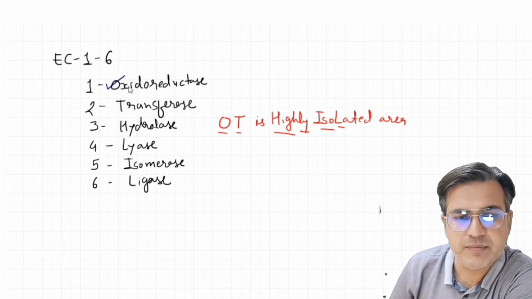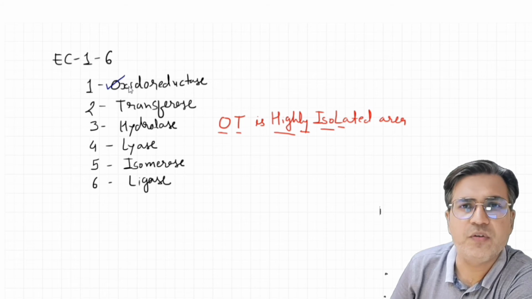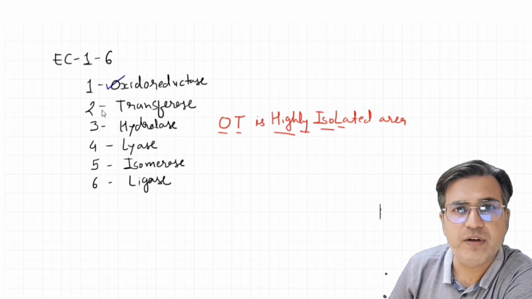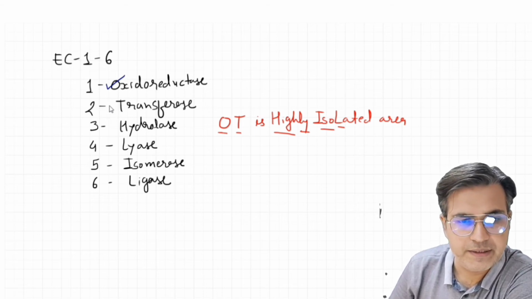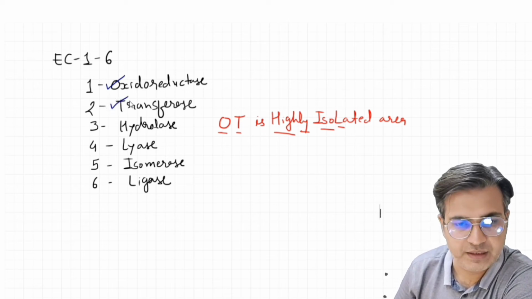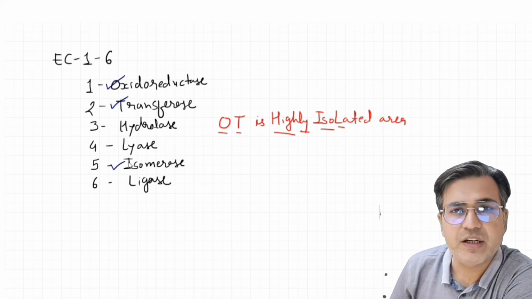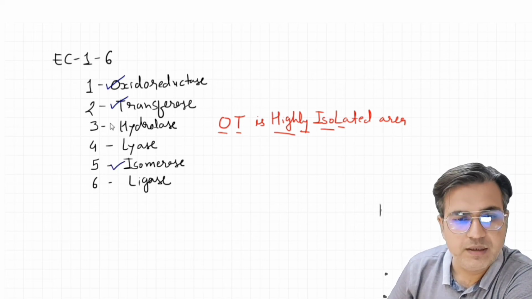Transfer of oxygen means oxidation, transfer of hydrogen or electron is called reduction reaction. Transfer of a group from one molecule to another is done by transferase enzyme. Isomerase enzymes interconvert the isomers.